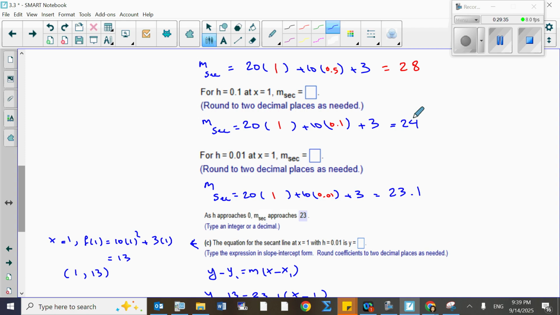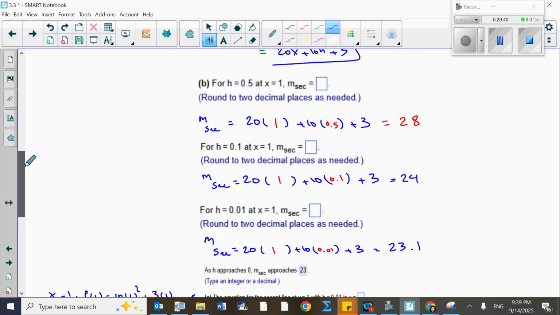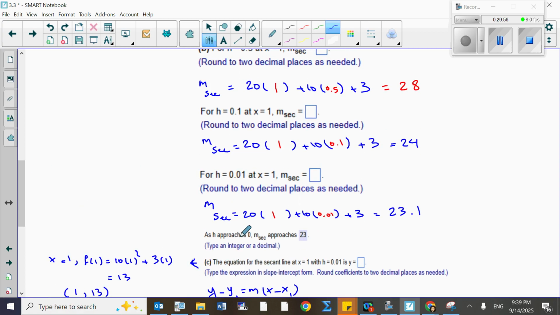So let's see what is happening here. Look at the values at 28 first. At first, the h was 0.5. Next time, h is smaller, 0.1. So the slope is also smaller. And next one is 0.01. The slope is getting smaller again. So as I see, as h approaches 0, when you say approaches zero, that means it's getting smaller and smaller and smaller. Then the slope is going to be smaller as well.